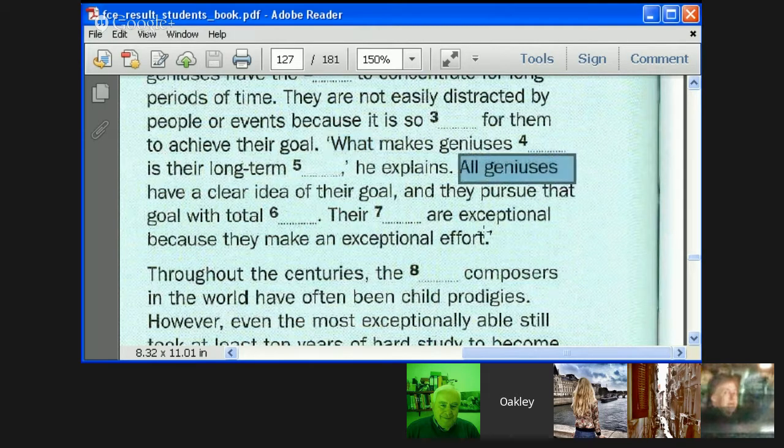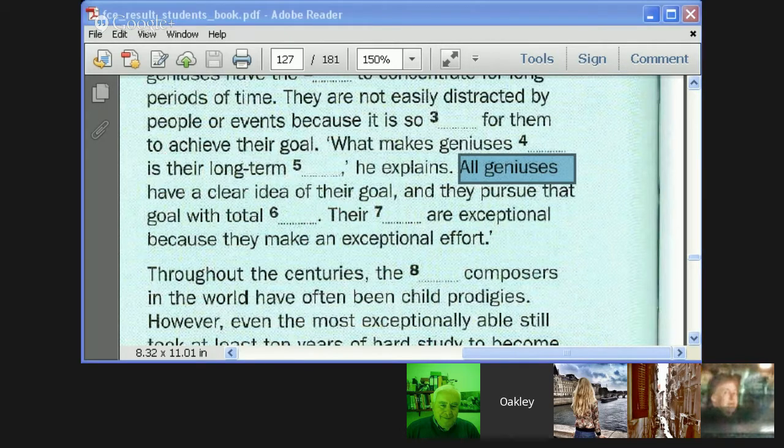Okay. From here. He explains all geniuses have a clear idea of their goal and they pursue that goal with total... what? Your word is dedicate. Total dedication. Okay, very good. Again, with the noun, you got a preposition with, total, adjective, got to be a noun. You got it. Dedication is correct.